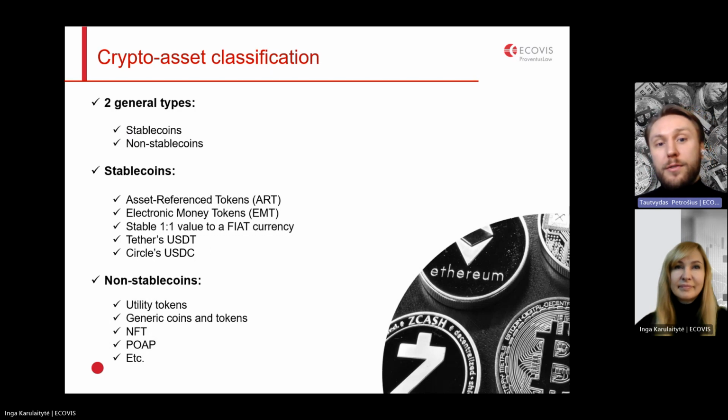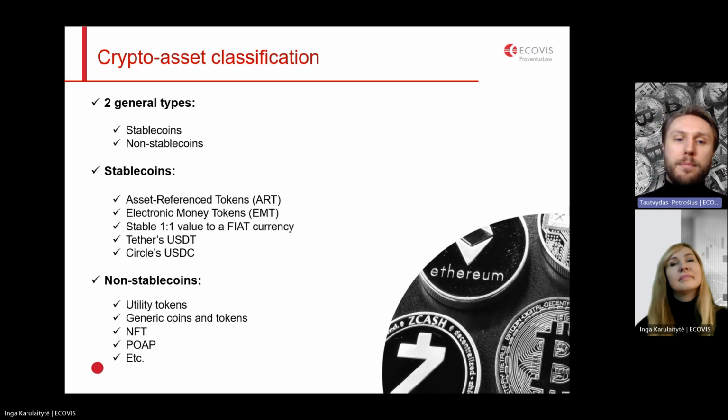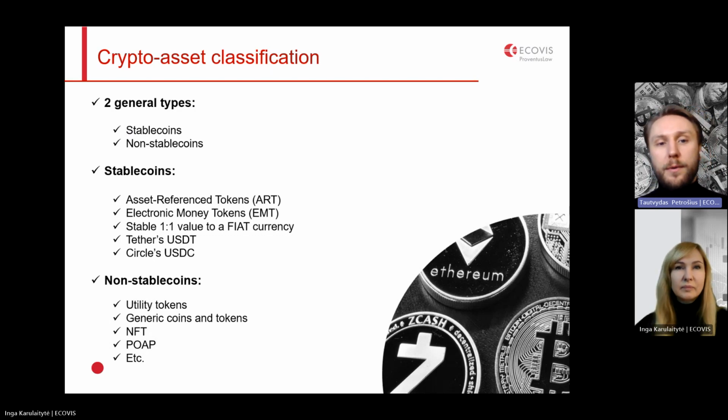Then MiCA identifies two kinds of stablecoins. There are asset reference tokens, or ARTs for short, and e-money tokens, or EMTs for short. So the difference between them is the entities that are allowed to issue them and the assets that can be used to maintain their stable value.